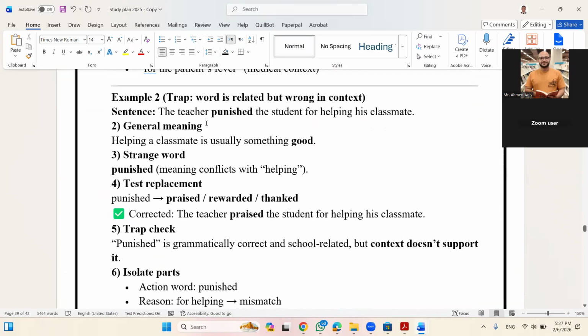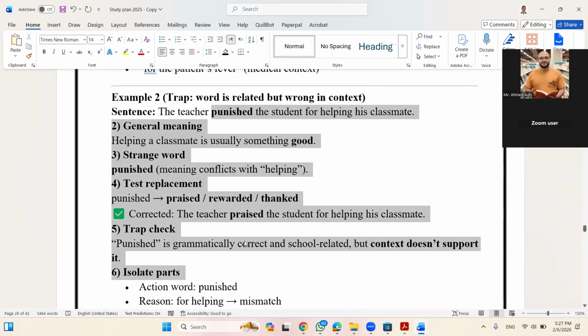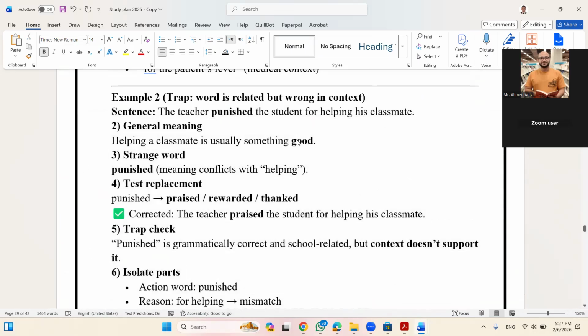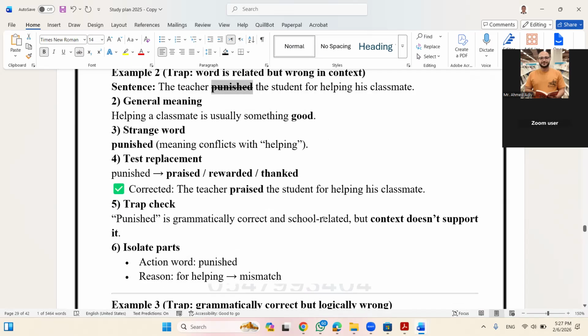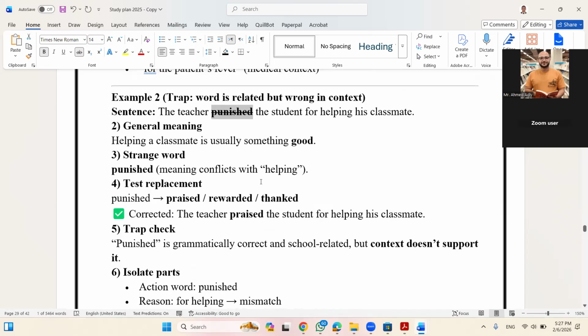All right. So example number two, read this one. The teacher punished the student for helping his classmates. So what is the sentence about? It's about a teacher punishing a student for helping. Good job. A teacher and a student. All right. So which word breaks the flow of the sentence here? Punished. It does not make sense here. If we need to replace punished with one word, what should it be? Praised, rewarded, thanked. So the teacher praised the student for helping.